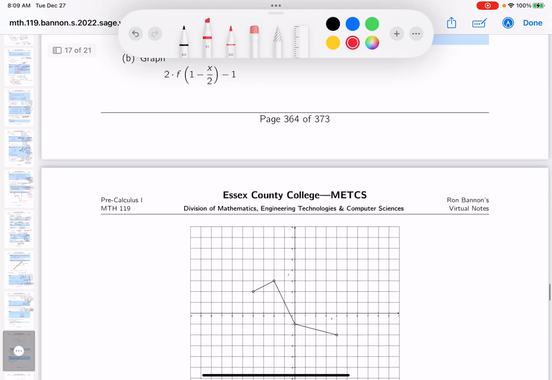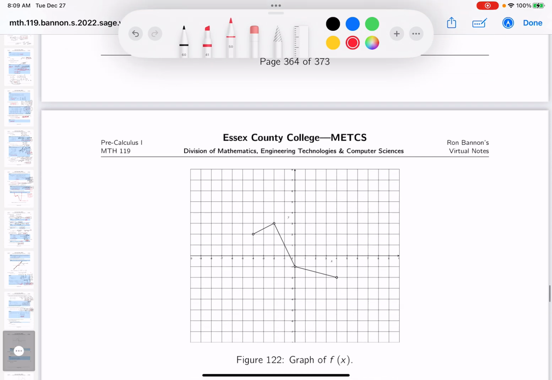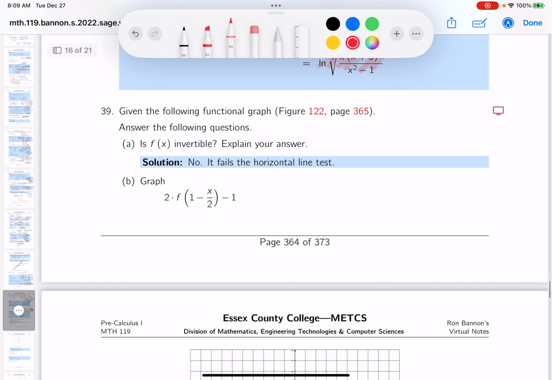Well, what do I immediately notice about this? There's a horizontal line that goes to the curve twice. So I'm going to say it's not invertible, all right? Let me just point that out to you. It's not invertible. And why is that? It fails the horizontal line test, all right?